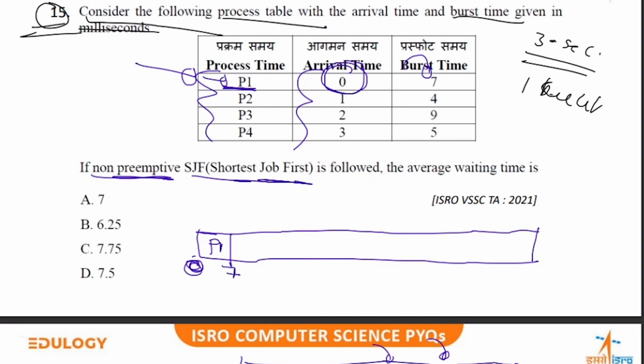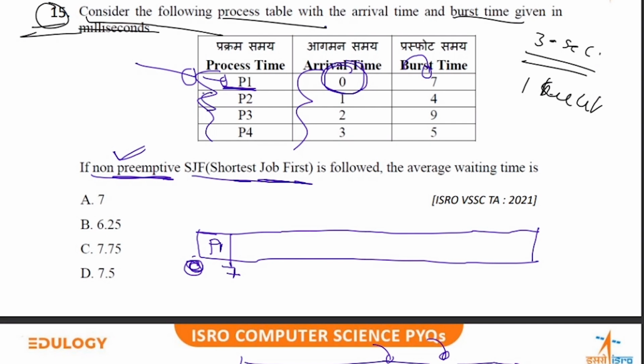Okay, it will be completed at 7 just because of non-preemptive mode. Once it gets the CPU, it will complete its execution. Before that, we can't take the CPU from it. Okay, this is what I'm saying.